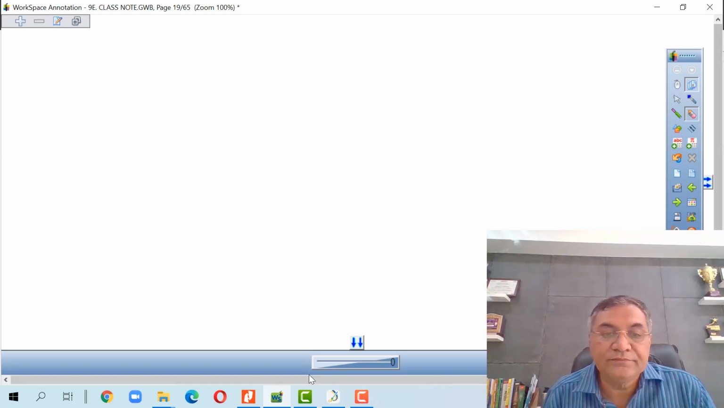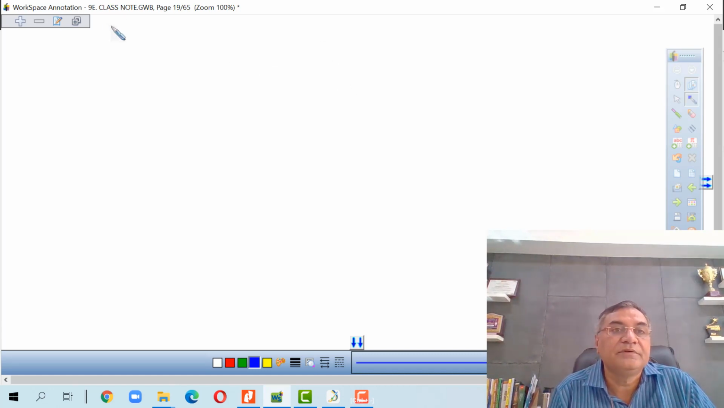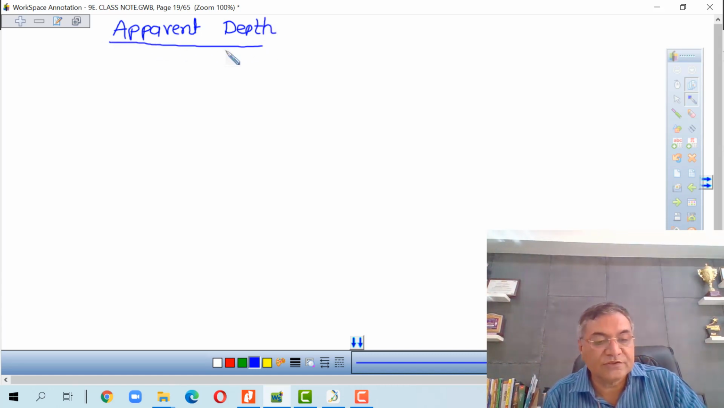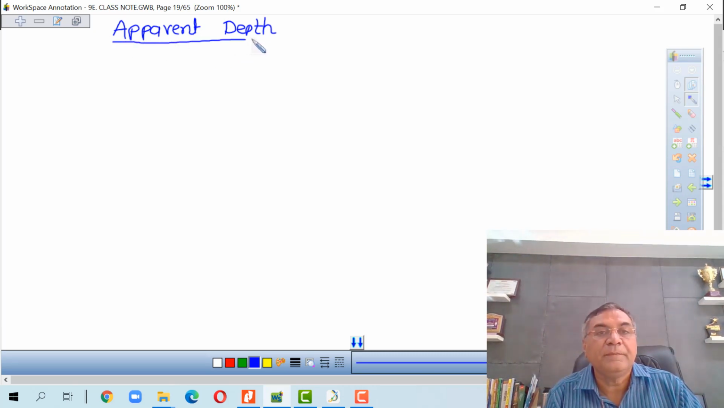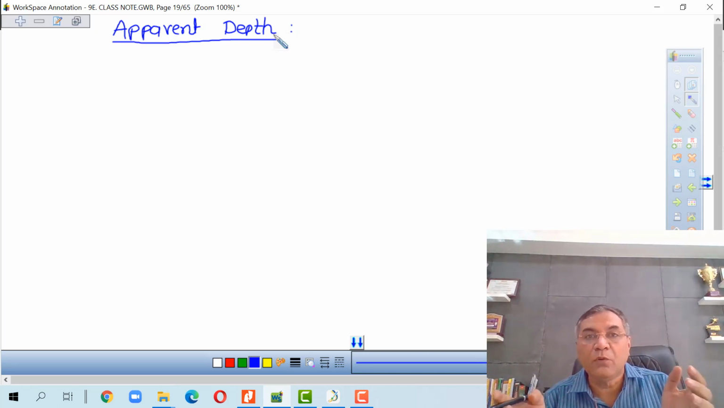Now one more phenomenon, and that is apparent depth and real depth. Actually, this derivation is not there, but it is useful, so I will derive this also. Apparent depth. A very simple thing: when you see any vessel filled with water, it looks like the bottom is a little bit shifted up. Why is this happening? This is happening because of the refraction phenomenon.